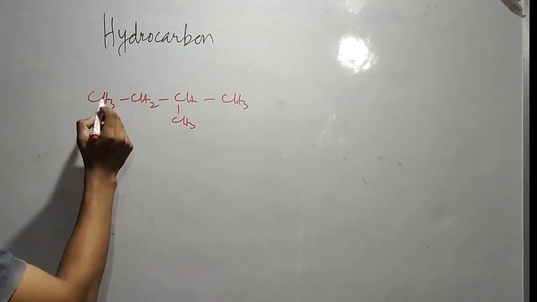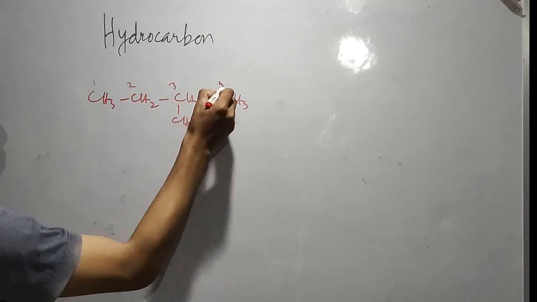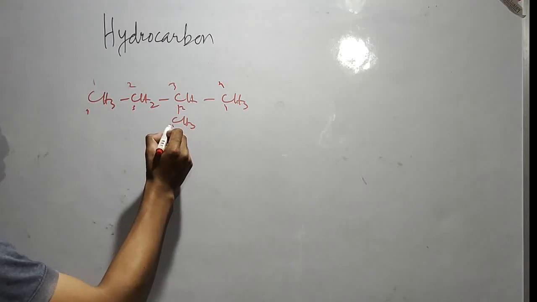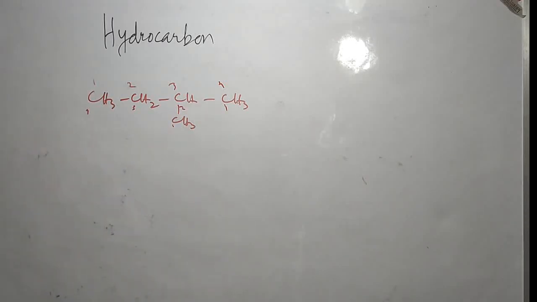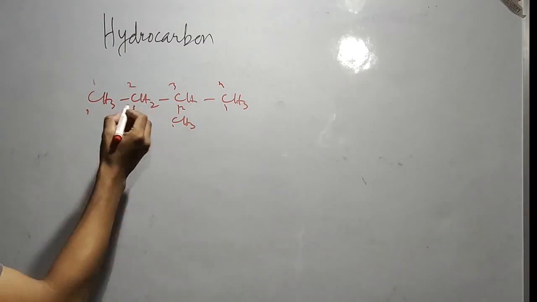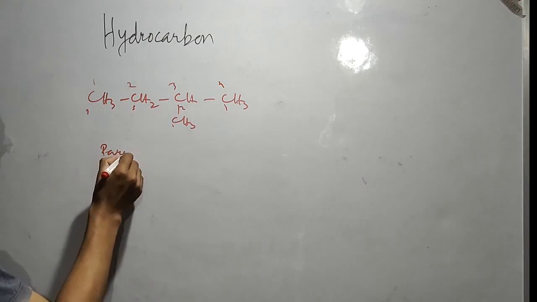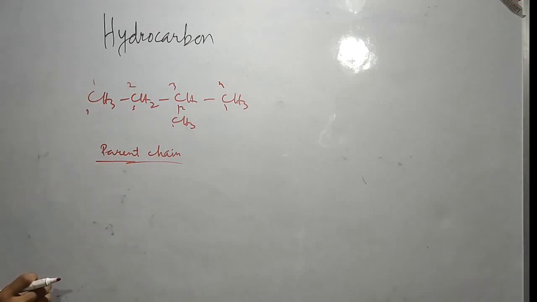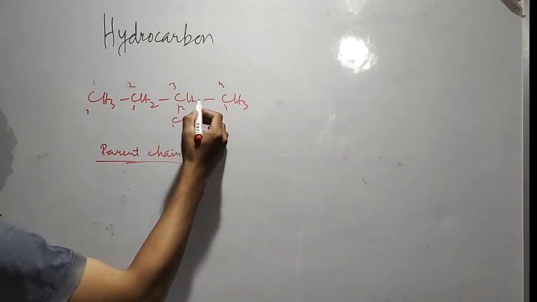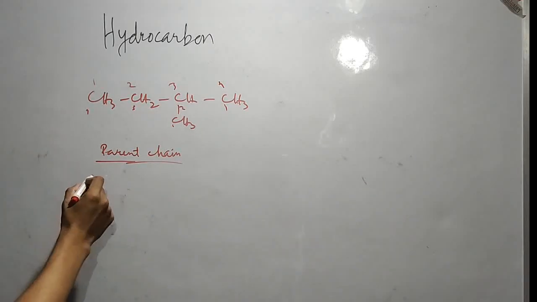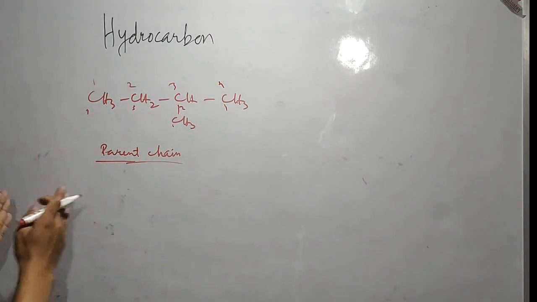See, we can count like this: 1 2 3 4, or we can count from the back side: 1 2 3 4, or we can count 1 2 3 also. But one thing we must remember: when you count the number of carbons, this counting is called the parent chain. We have to choose a parent chain, and that parent chain should be the longest one. When you are counting, you must not jump. It must be an unbroken chain.